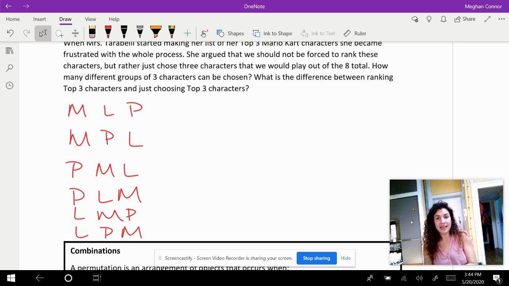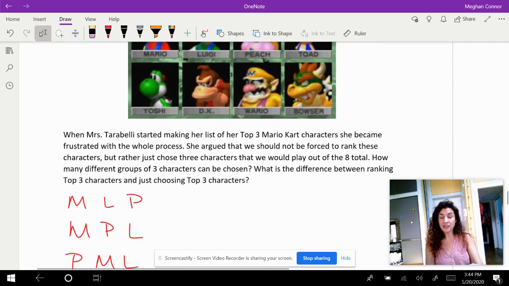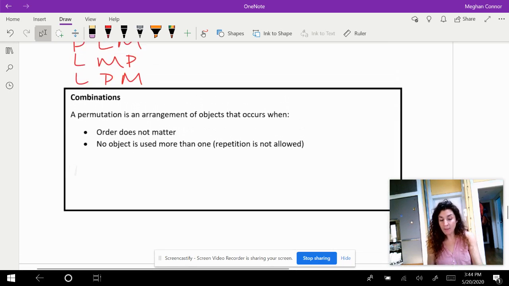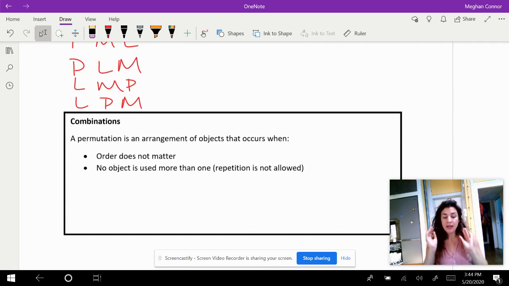But with combinations, all 3 of those options would be the same option for Mrs. Terabelli. She would say, those 3, I would just pick those top 3. I wouldn't have to necessarily rank them. They would just be my handful of 3 characters that I use every time. So combinations says that the order does not matter. So just picking a group of people, and no object is used more than once. In other words, repetition is not allowed.